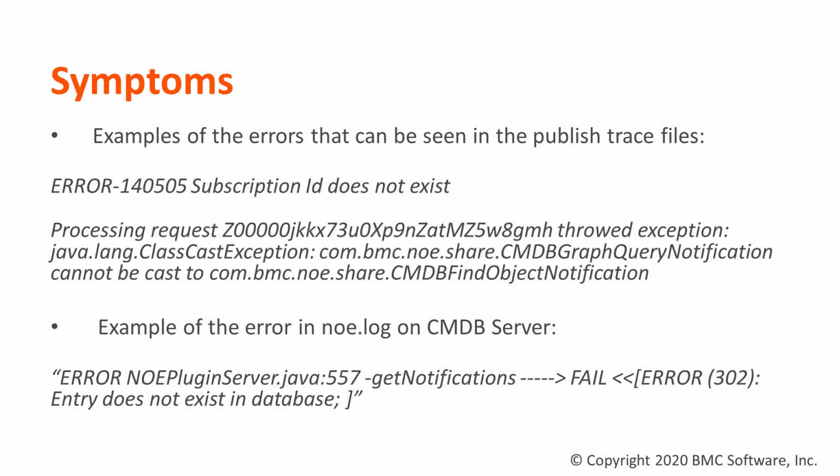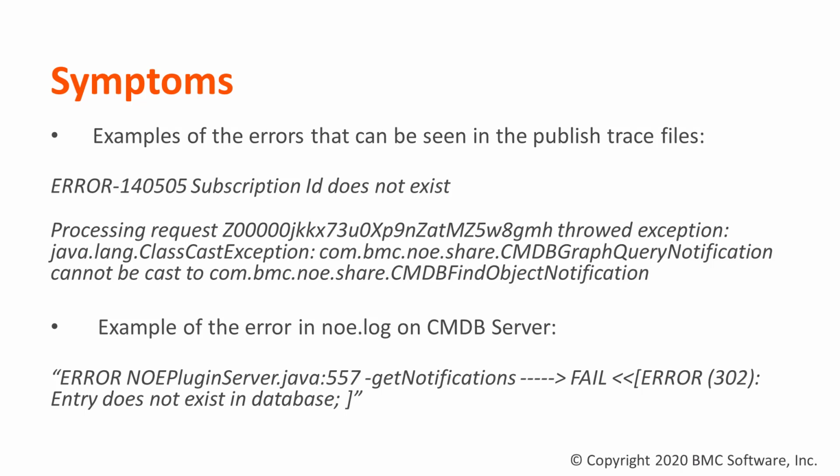One of these errors can be seen in pserver trace file and NOE plugin log on CMDB server. These errors give an indication that the CMDB APIs that the publishing server uses do not match the CMDB APIs. And we need to upgrade this API on publishing server to match the CMDB APIs. To address this, we need to follow the steps mentioned here and upgrade the CMDB APIs on publishing server.